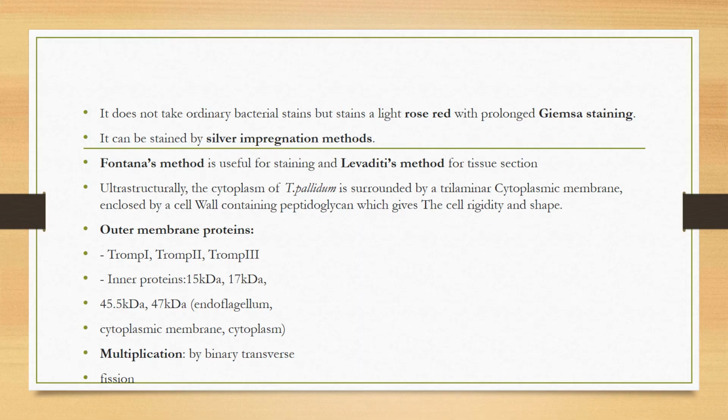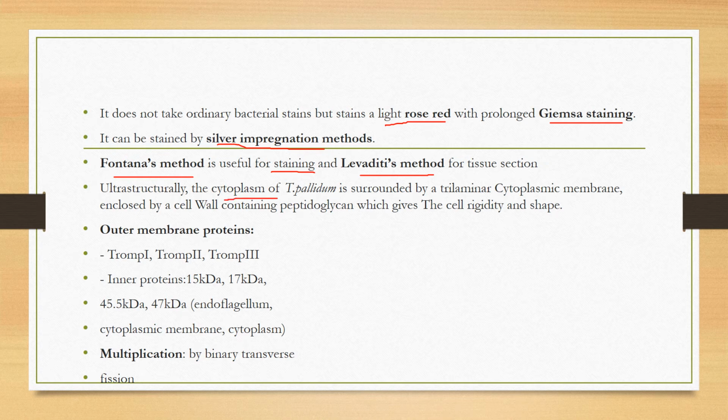The Treponema species cannot be stained by normal dye, but if we stain Treponema with Giemsa stain, they can be stained light rose red in color. It can also be stained with the silver impregnation method. Fontana's method is useful for staining, and Levaditi's method is used for the tissue section.